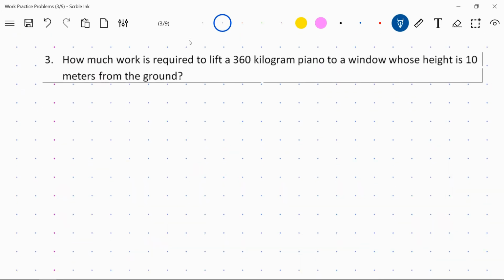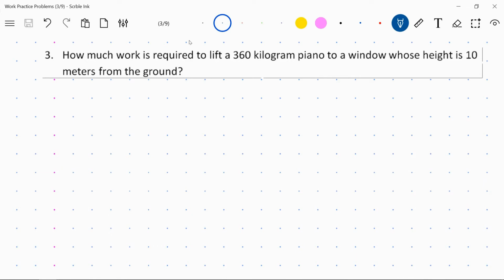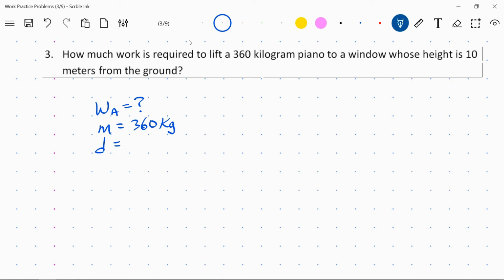Number three. How much work is required to lift a 360 kilogram piano to a window whose height is 10 meters from the ground? Okay, so presumably this is going to again be applied force. So let's just get right into that there. How much work is needed? Work done by an applied force is unknown. This time we're given a mass of the piano here. So the mass is given as 360 kilograms. We're lifting up to a height of 10 meters, so I'm just going to consider that a straight up distance of 10 meters.